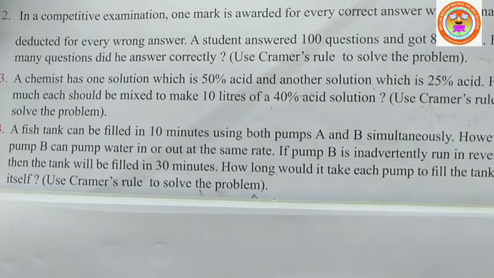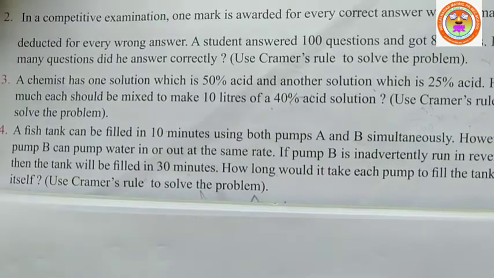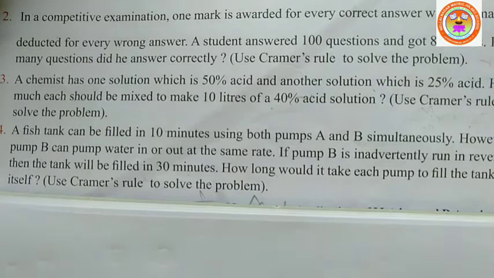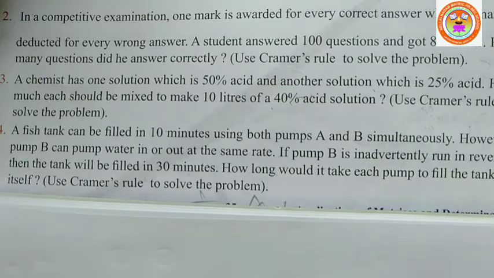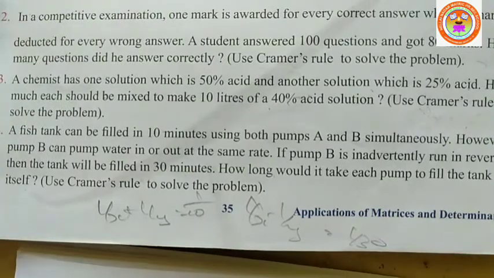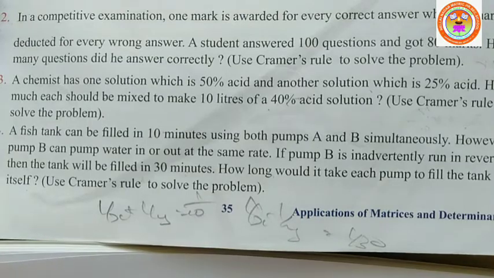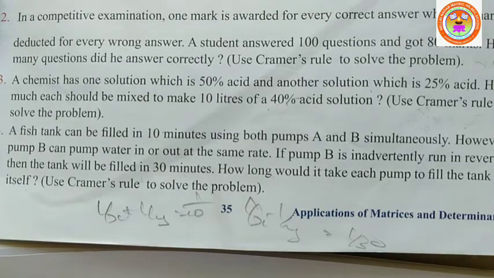Now see the third question. A chemist has one solution which is 50% acid and another solution which is 25% acid. How much of each should be mixed to make 10 liters of a 40% acid solution? So here also we want to use Cramer's rule to solve the problem. Okay. Now let's see how we can solve this problem.